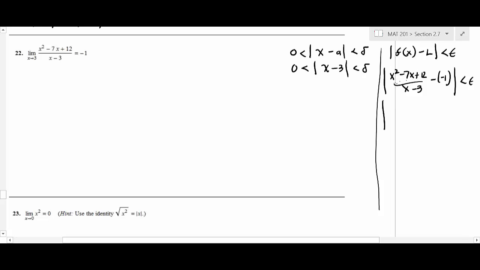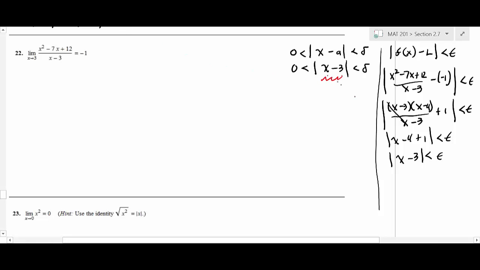Okay, it looks like we can factor this trinomial as (x minus 3)(x minus 4) over (x minus 3). That will become plus 1 less than epsilon. That will cross out, leaving us with x minus 4 plus 1 less than epsilon. So that will leave us with the absolute value of x minus 3 is less than epsilon. So again, if you look at this and look at this, they're the same. So that just means delta and epsilon have to be the same. So in our proof, we're going to let delta be equal to epsilon. We have established the connection.